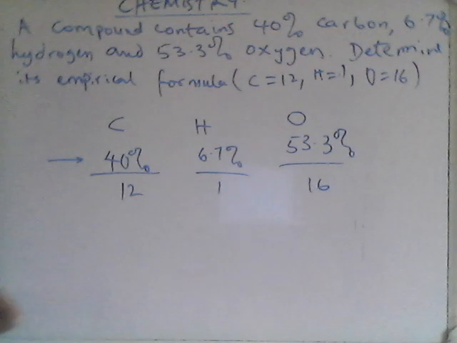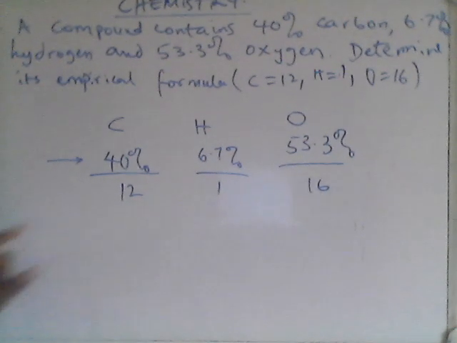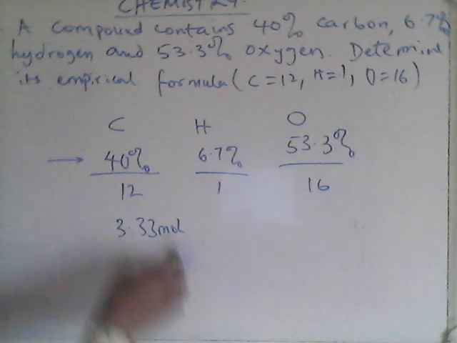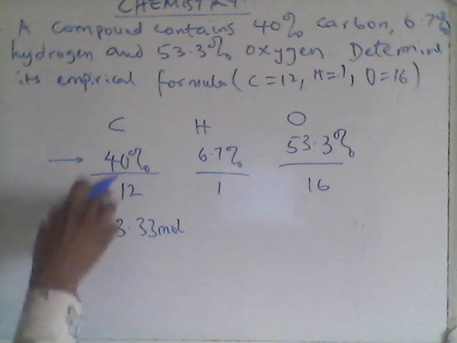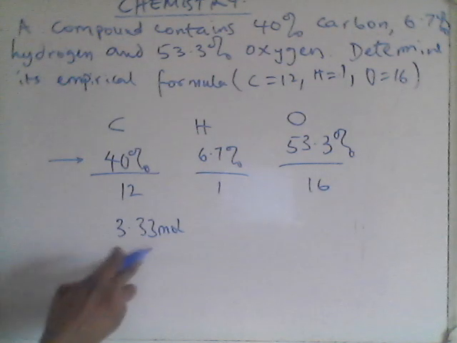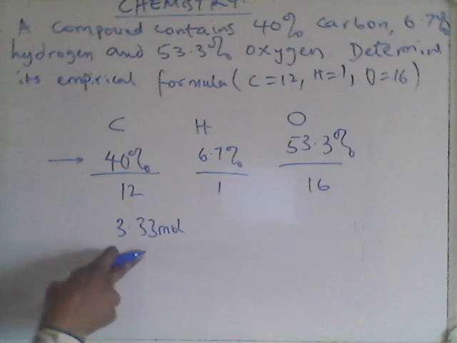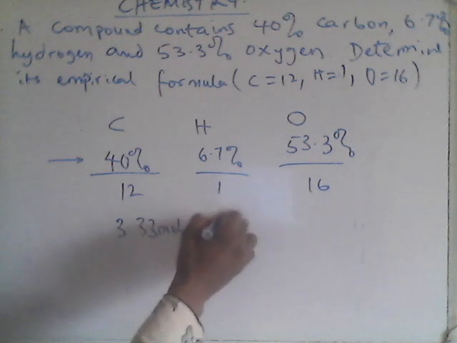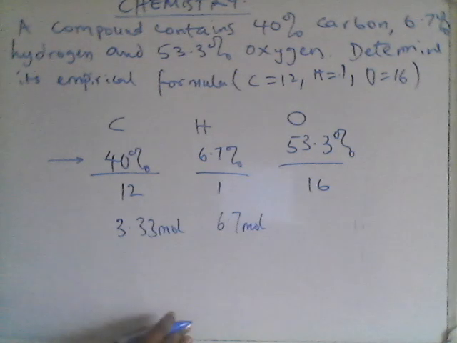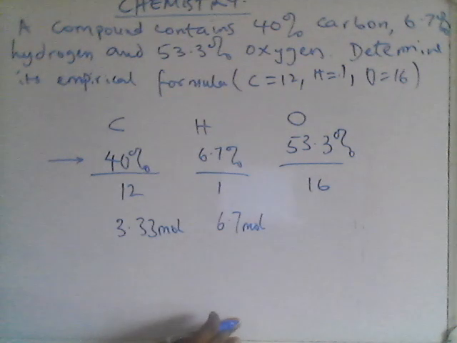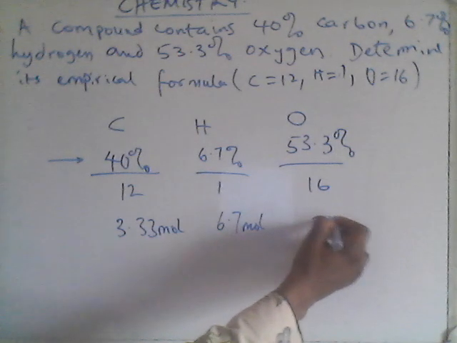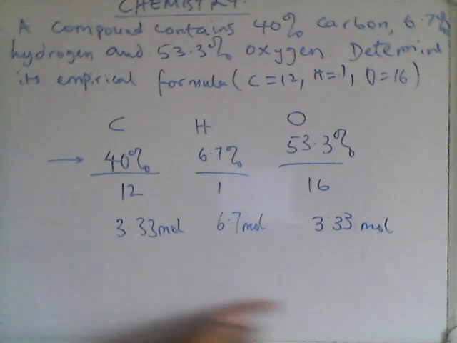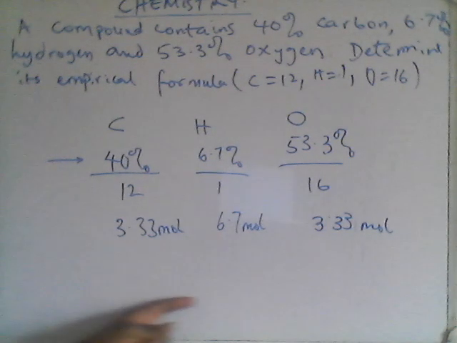Okay, so here, by the time we divide 40 by 12, I'll be getting 3.33 moles. This is in moles now, because we're assuming that this percentage is mass, and we're dividing this mass in gram by molar mass to give us the mole representation for carbon. For hydrogen, it is 6.7 divided by 1, which is 6.7 moles. And for oxygen, it is 53.3 divided by 16, which will give us, again, 3.33 moles.